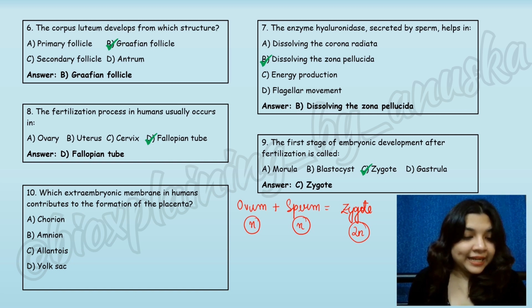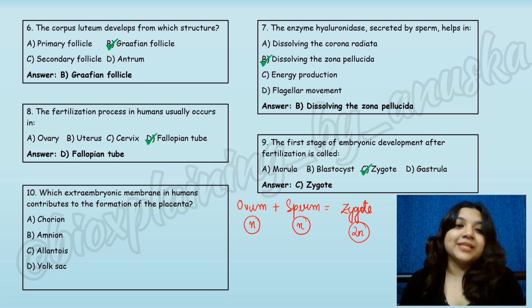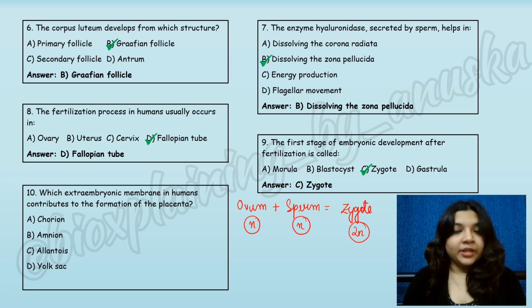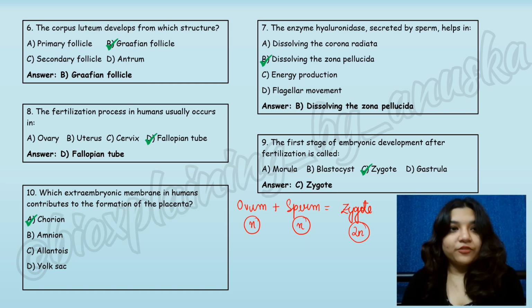Then question 10. Which extraembryonic membrane in humans contributes to the formation of the placenta? Extraembryonic membrane means the surrounding or coverings of the embryo. So here the answer is the chorion. I hope it's clear. The next set of questions are as follows.